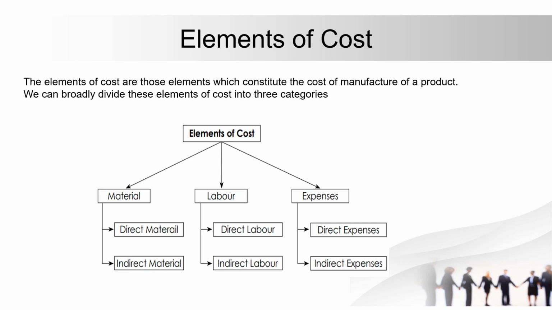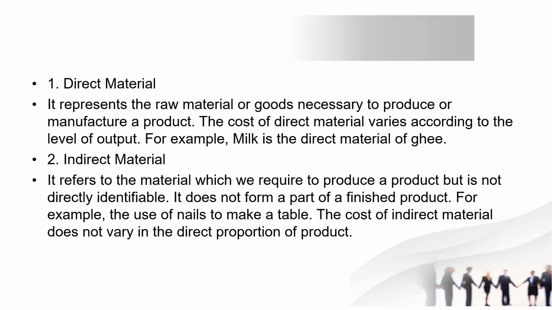So we have direct material and indirect material, in labor direct and indirect, and similarly in expense we have direct and indirect. In material, direct material represents the raw material. Consider an example: milk is a direct material of ghee. The cost of direct material varies according to the level of output.